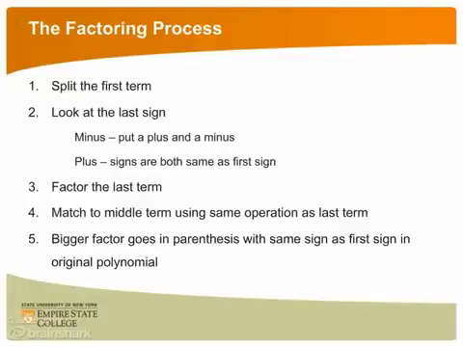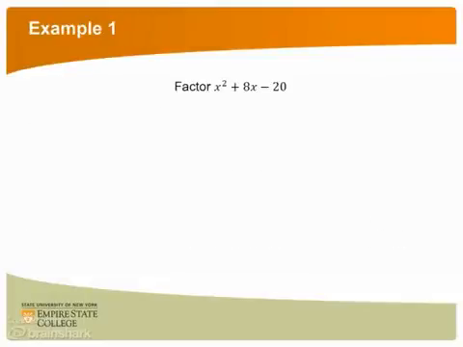To check your answer, you can always multiply the parentheses together. If you did your factoring correctly, you should get the original polynomial as an answer. Let's look at some examples. In our first example, suppose we want to factor x squared plus 8x minus 20.